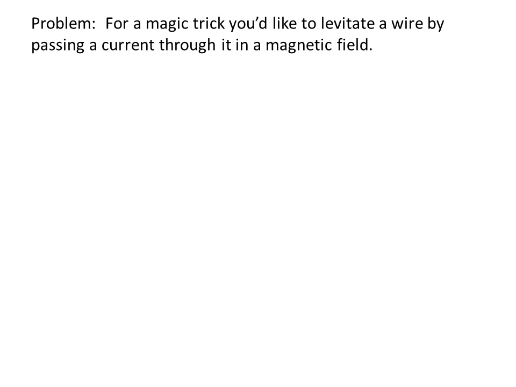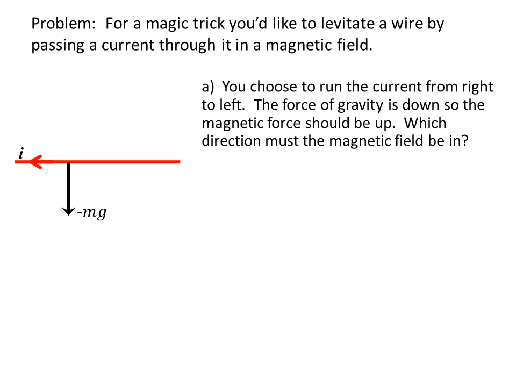Let's look at a problem. For a magic trick, you'd like to levitate a wire by passing a current through it in a magnetic field. You choose to run the current from right to left. The force of gravity is down, so the magnetic force should be up. Which direction must the magnetic field be in?